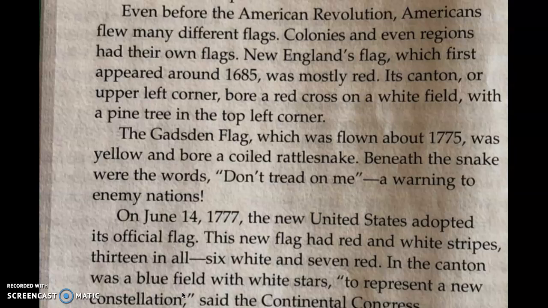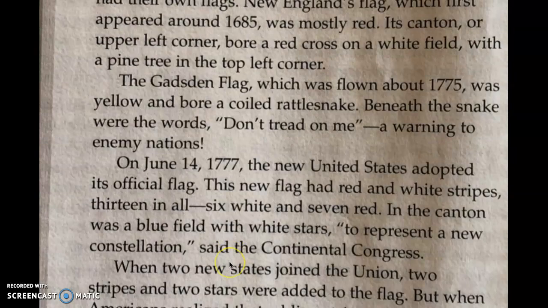New England's flag, which first appeared around 1685, was mostly red. Its canton, or upper left corner, bore a red cross on a white field, with a pine tree in the top left corner. The Gadsden flag, which was flown about 1775, was yellow and bore a coiled rattlesnake. Beneath the snake were the words, "Don't tread on me," a warning to enemy nations.